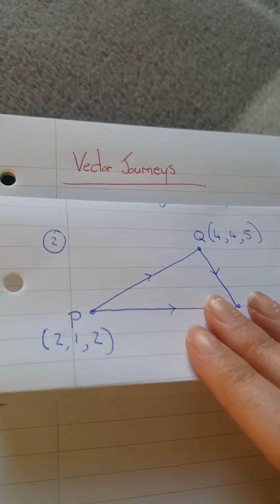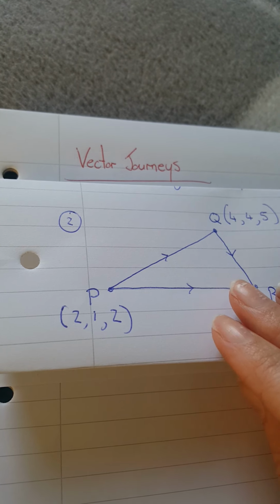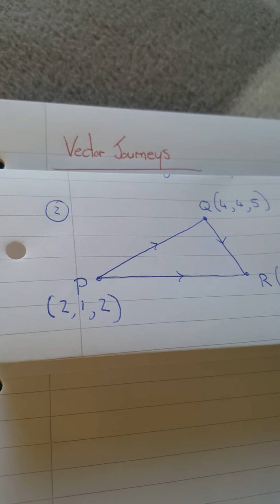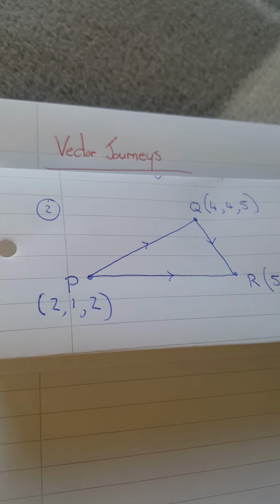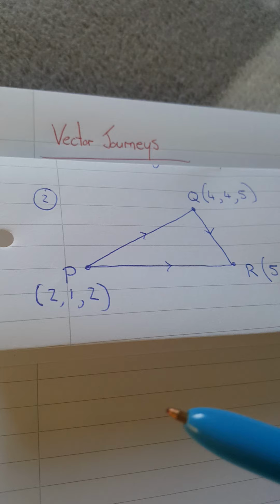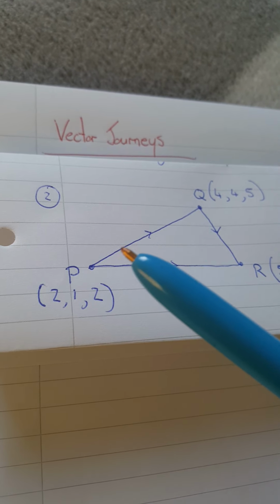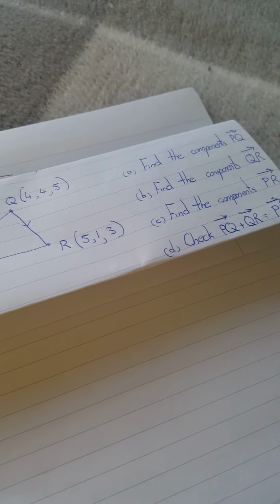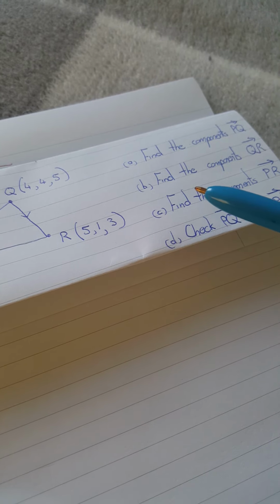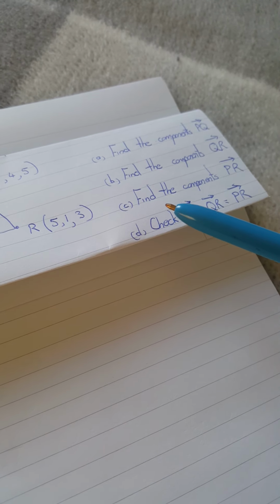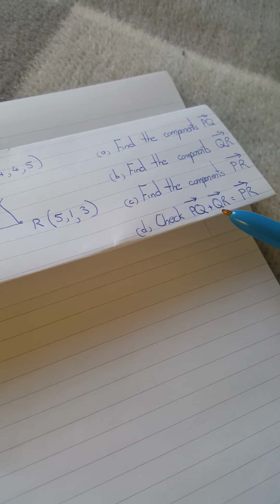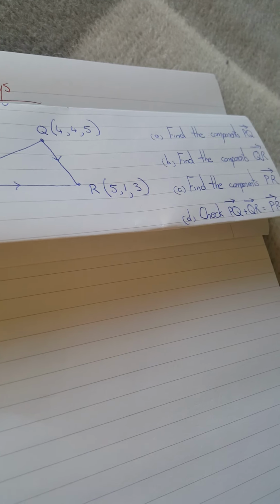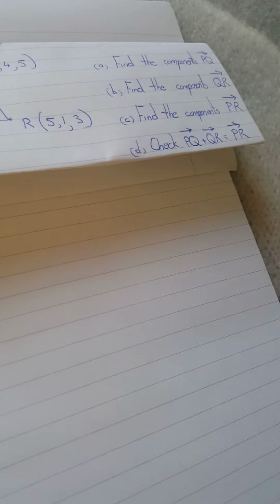Today our lesson is going to be about vector journeys, and this follows on from the questions I gave you on vectors the other day. Looking at question 2 on the second worksheet I gave you, you were asked to find the components of PQ, the components of QR, the components of PR, and then check that PQ plus QR equals PR. So I'm just quickly going to go through that with you now.